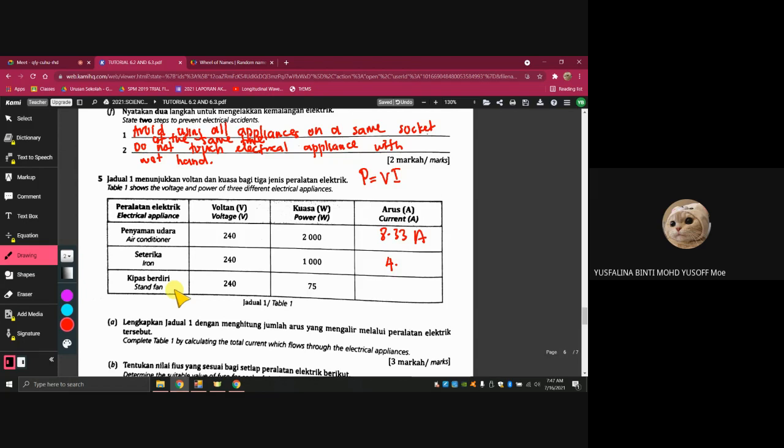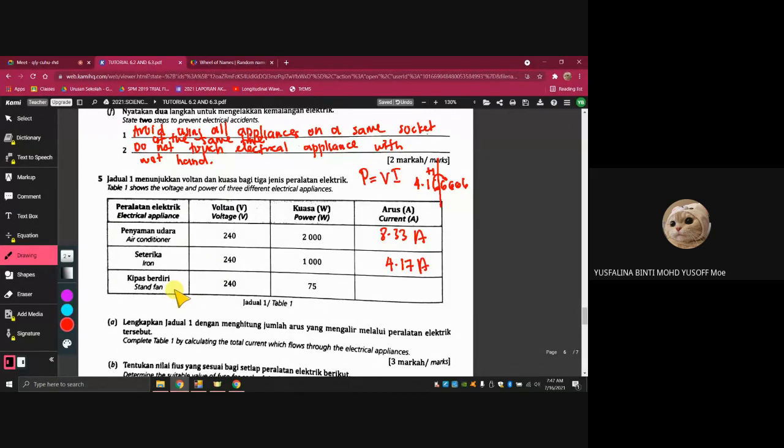1000 divided by 240, you will get like 41.16666, right? So you have to round off to 2 decimal points. Okay, so it should be 4.17. You got 4.1666, okay, you round off to 2 decimal points. So this one more than 5, you have to add 1 here. So 6 plus 1 is 7. So 4.17 ampere.